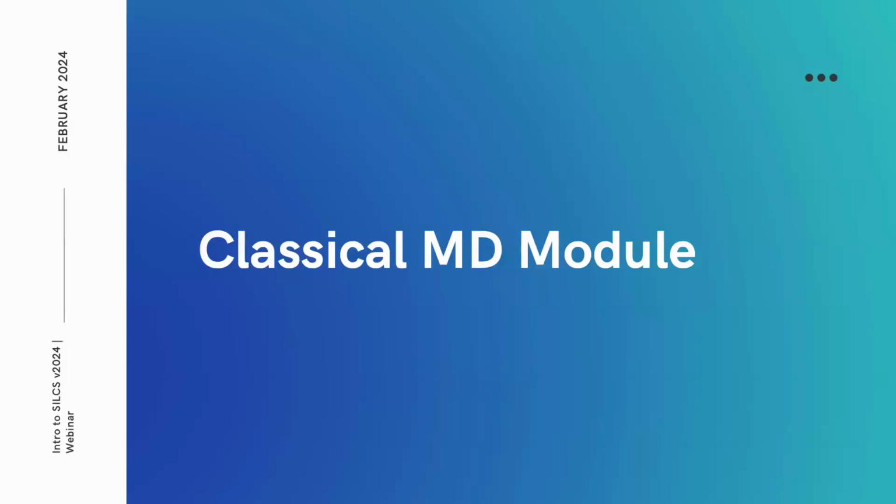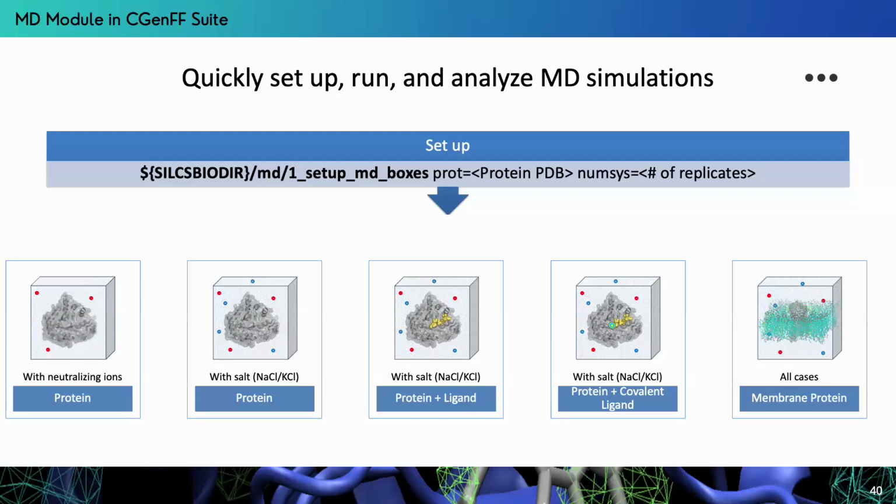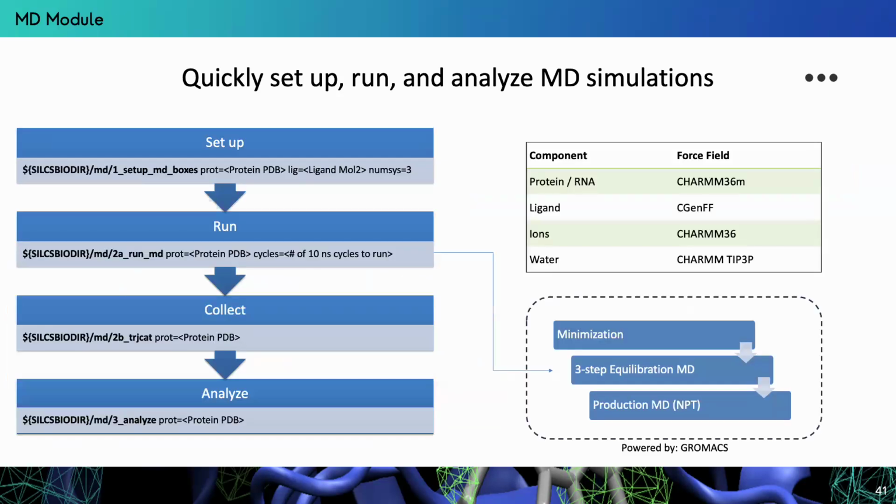So what can we do with our new classical MD simulation module? Well, now you can set up, run, and analyze MD simulations for proteins, protein ligand complexes, and covalently bonded protein ligand complexes in solution with neutralizing ions or any salt concentration you desire. And you can also do this for membrane proteins as well. You can set up, run, collect, and analyze your MD simulations with just 4 simple commands. The simulations will include energetic minimization of the initial system, a 3-step equilibration MD, and a production MD.